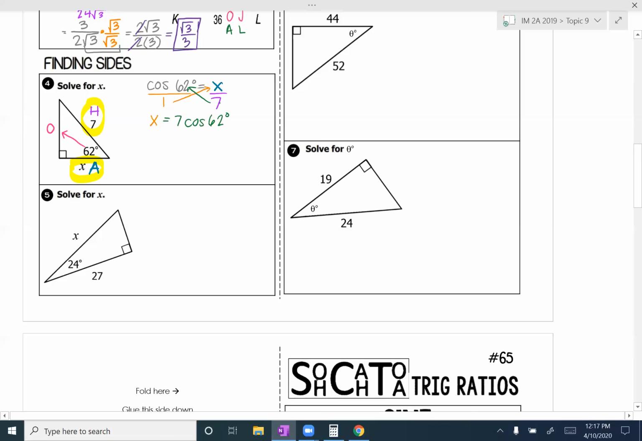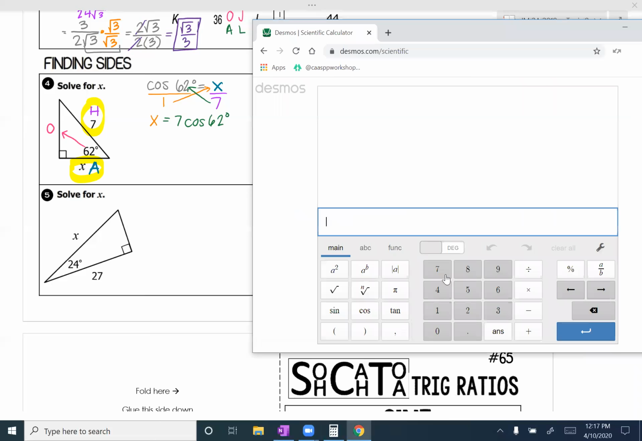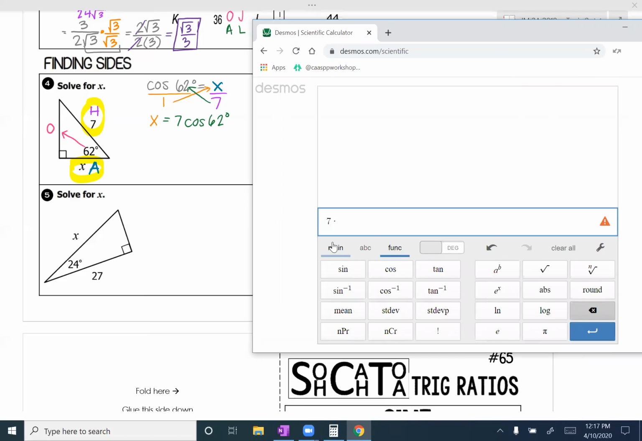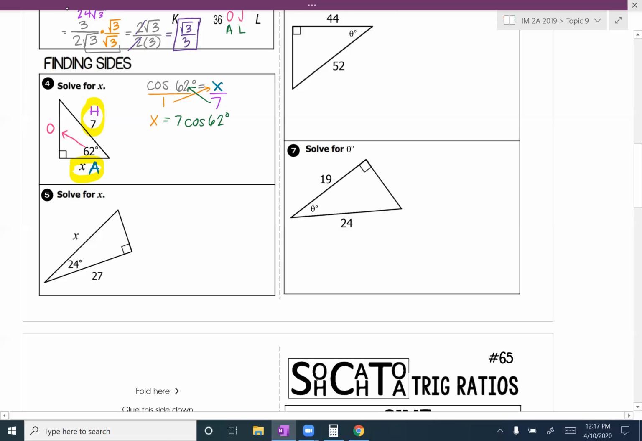And then I'm going to calculate that value. So if I open Desmos, my scientific calculator, I'm typing in 7 times cosine of 62, and that gives us 3.28. So we're going to say that that's about 3.3. Okay, so X is about 3.3 for an estimate.